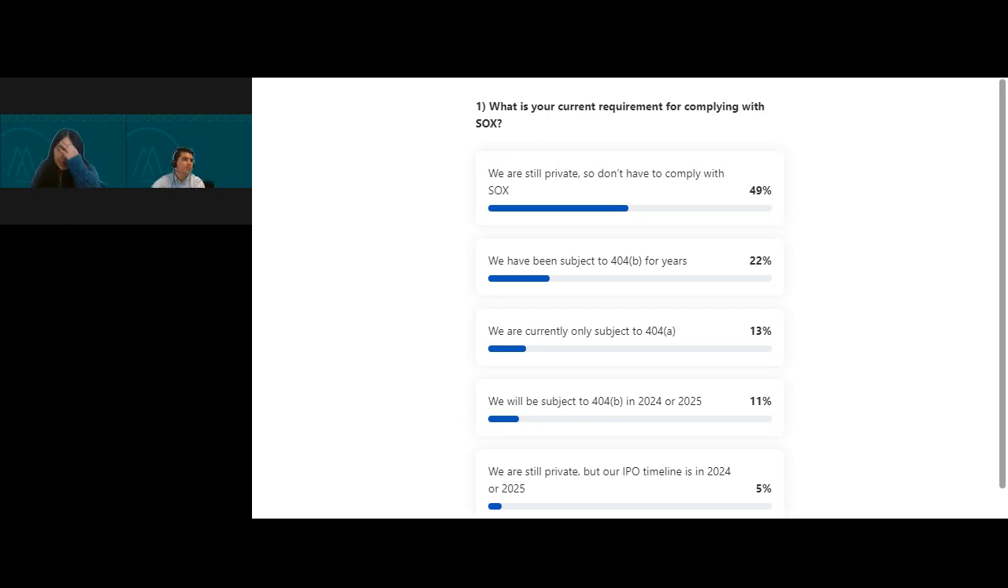Thanks, Chad. You can see there is quite a bit of a spread with everyone attending, but it looks like about 50% are still private and don't have to comply with SOX. If you do plan on going public, and we've worked with a lot of companies in this area, keep in mind the SOX requirements and the flexibility that you have with 404A, and for everyone who is still 404A, take into consideration the timeline you have to 404B, which we'll cover in more detail and really help you tailor your SOX needs.